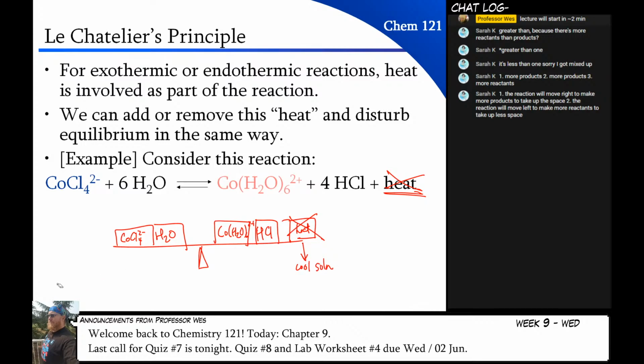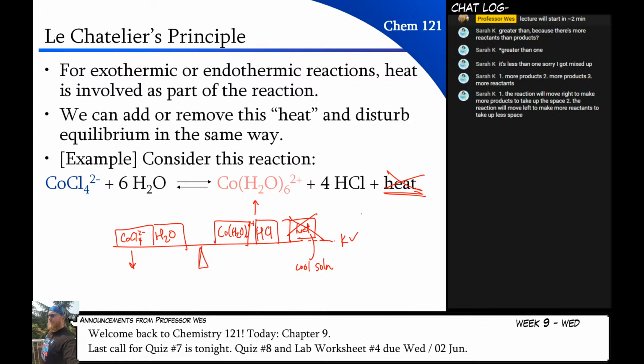Oops, let me get rid of that arrow. I don't want that to look like this is the direction. So we'll just go like this. So if I cool the solution, now I have too few products, right? So this side of the seesaw would go up and this side would go down. And I would no longer be at equilibrium.